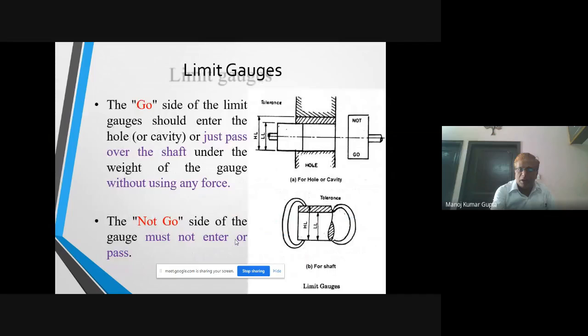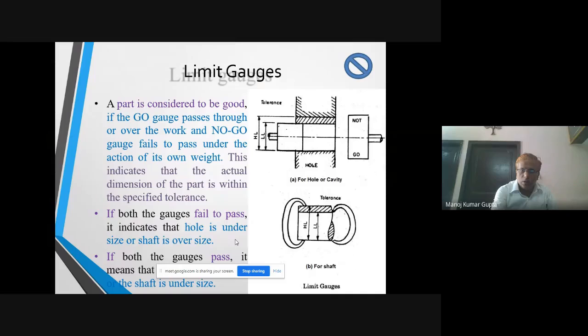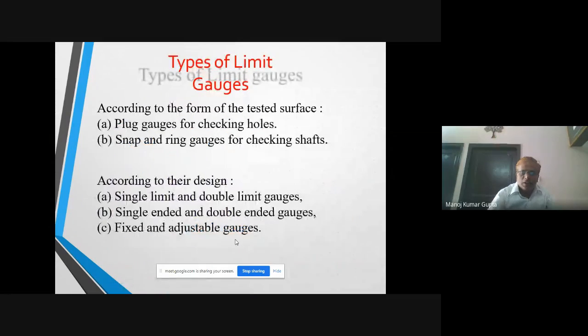These are the limit gauges. These will just pass, go or not go, inside the hole. It is written that the various types of gauges are plug gauges for checking holes. These are snap and ring gauges for checking shafts. These are of single limit, double limit, single-ended, double-ended, fixed and adjustable gauges.